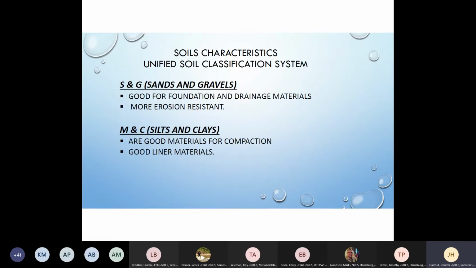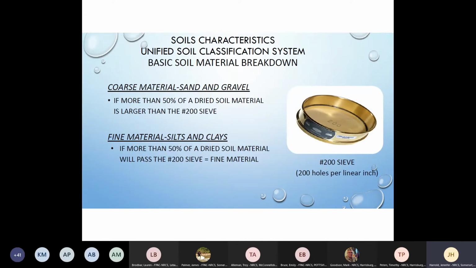The sands and gravels, like I said, are better for foundation and drainage, and they're more erosion resistant. We talk about riprap in designing waterways, like a rock-lined waterway or an outlet. The silts and clays are great for compaction, and like I said, we typically use those to build a basin or as a liner for a liquid storage. For the coarse material, it depends on whether it's sand or gravel, if more than 50% is kept on the sieve when you're processing that. And for the fine material, if more than 50% passes, then it's considered a fine material.